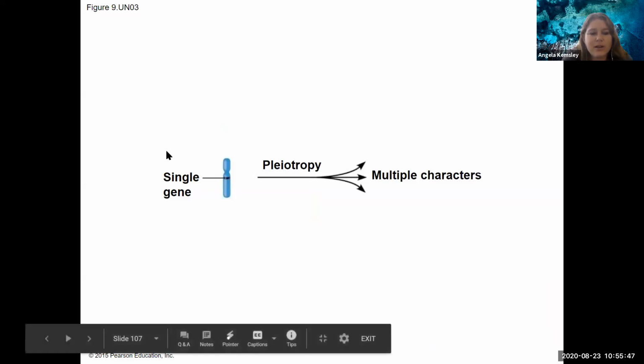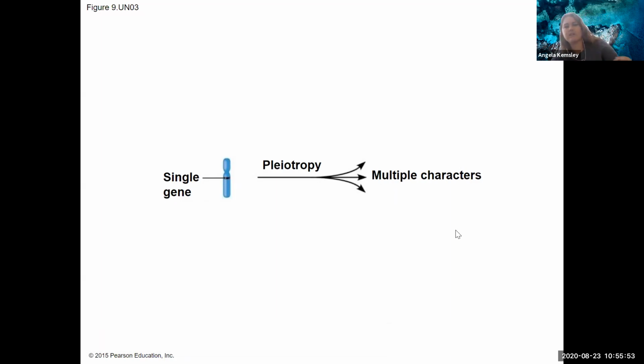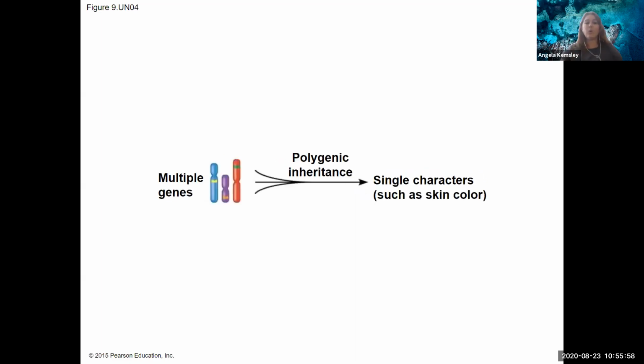So here's an example of pleiotropy. A single gene affects many different characters, right? One gene going to many different characters. Or in polygenic inheritance, our second example, where we talked about human skin color, we can have multiple genes that all come together to affect one character.